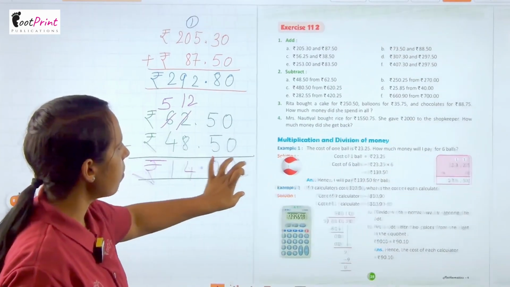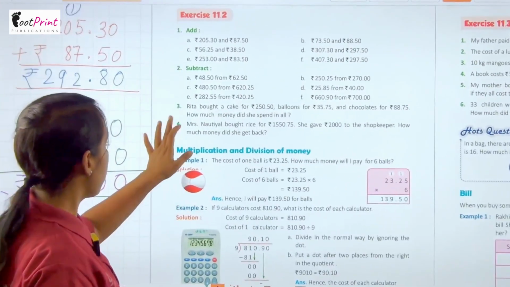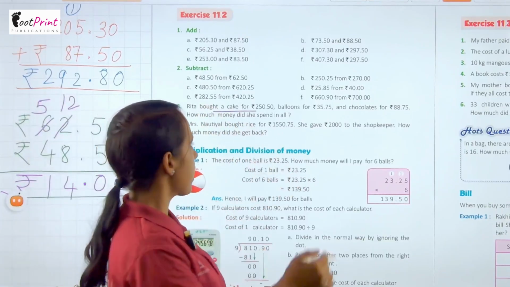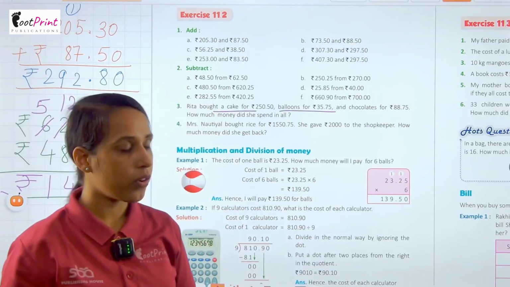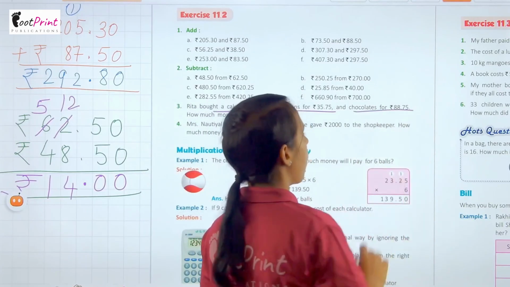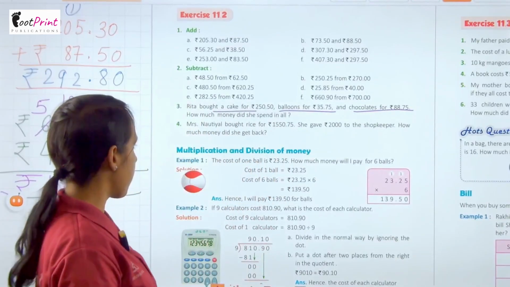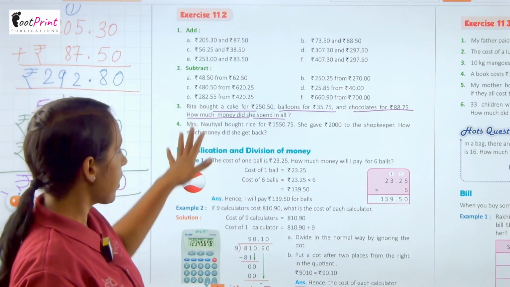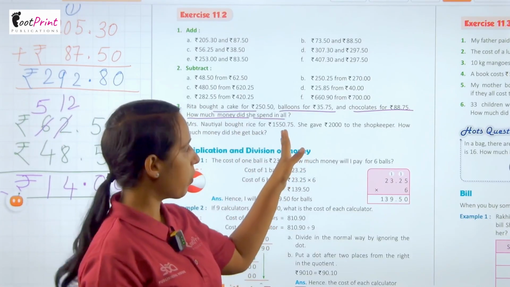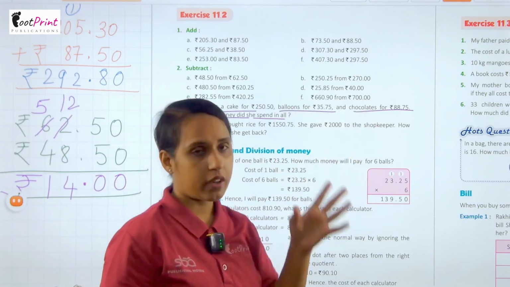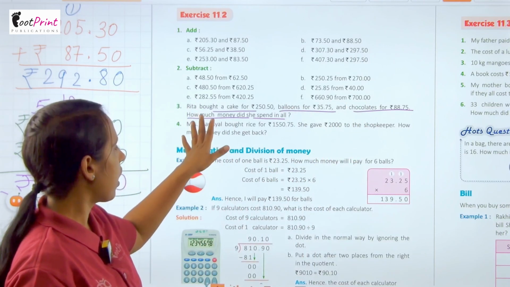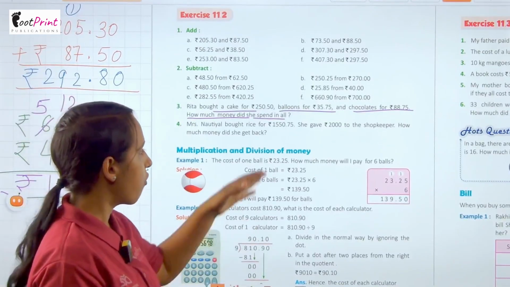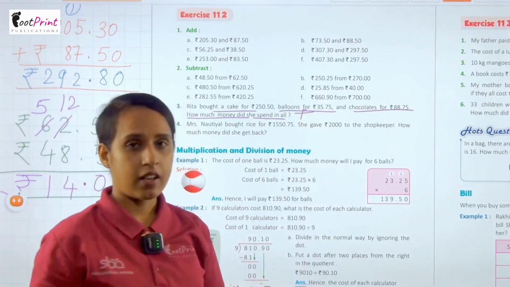Now we have word problems. Zita bought a cake for 250.50 rupees, a balloon for 35.75 rupees and chocolates for 88.75 rupees. How much money did she spend in all? We have to find out. Jo Zita hai usne kya kiya, cake kharida itne rupees ka, balloons kharide aur chocolates kharidi hain, aur aapko batana hai how much money did she spend in all, total money usne kitni spend ki. For that we will add this money.